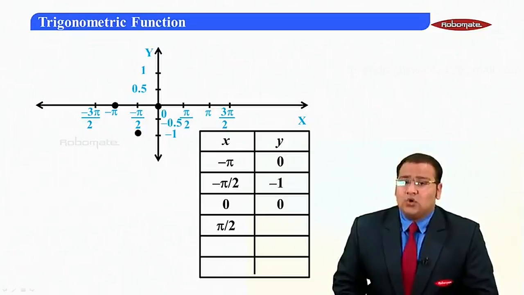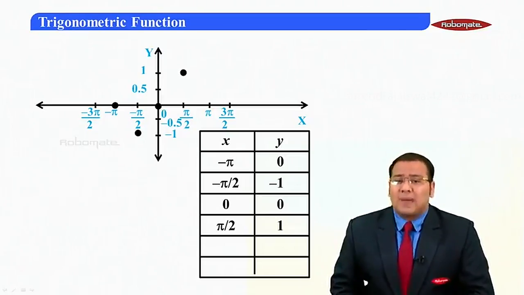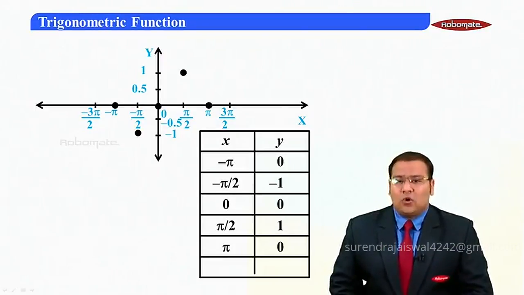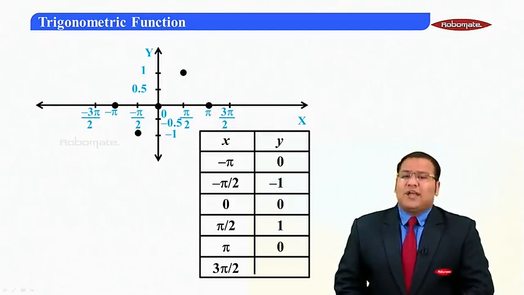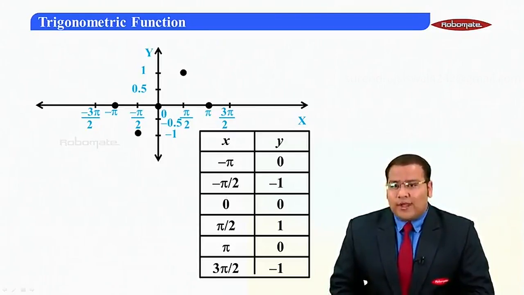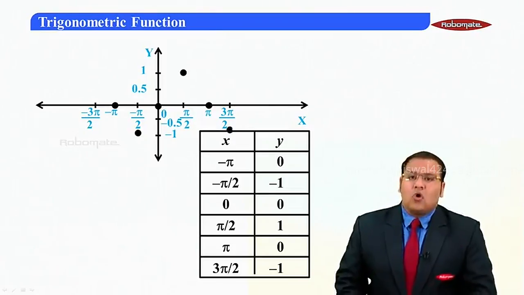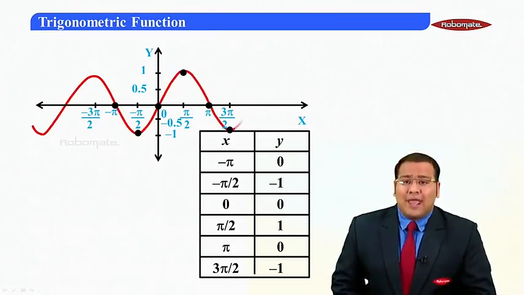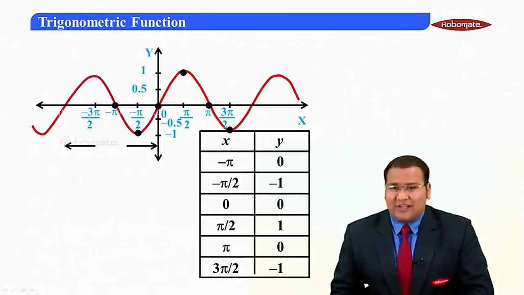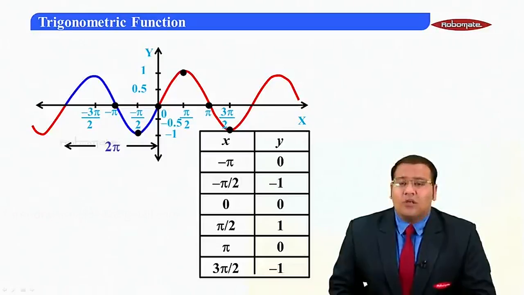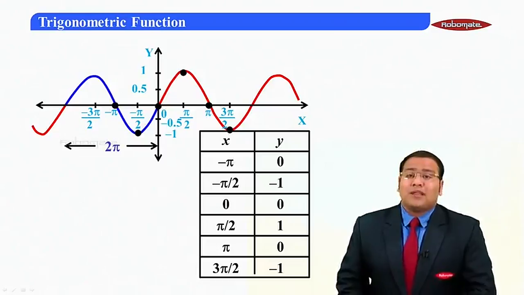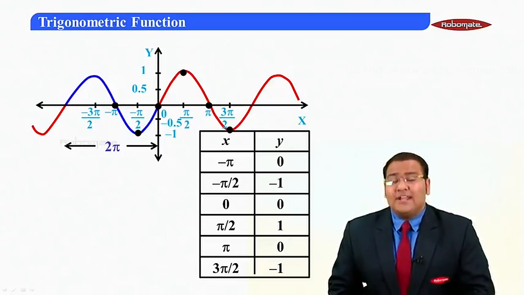Next is pi by 2. So sine of pi by 2 is given by 1. Followed by that is pi. Sine pi is 0. One more value we have is sine of 3 pi by 2, which is given by minus 1. Now if you join all these points, the curve which you get is a sine wave. If you have observed carefully on your left hand side in the shaded part, the total period is given by 2 pi. Now that 2 pi is repeating itself.